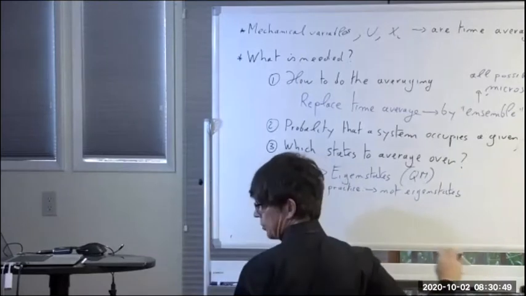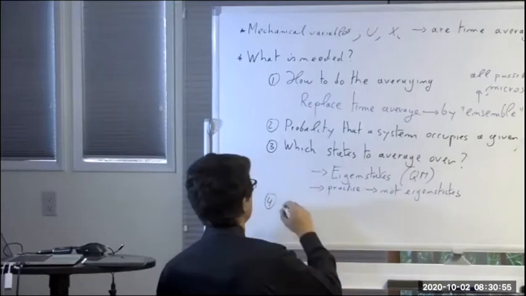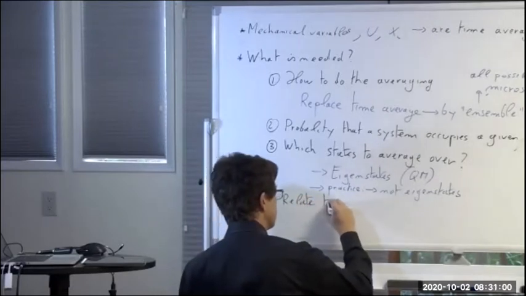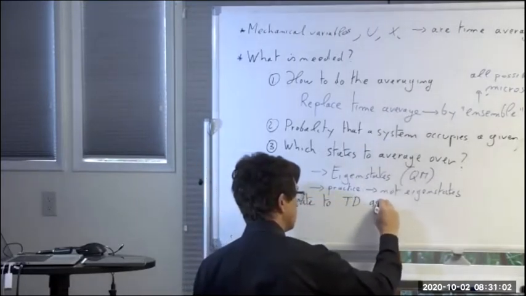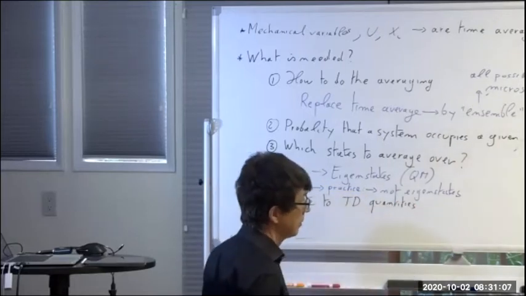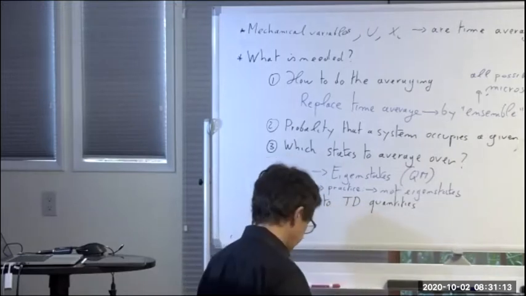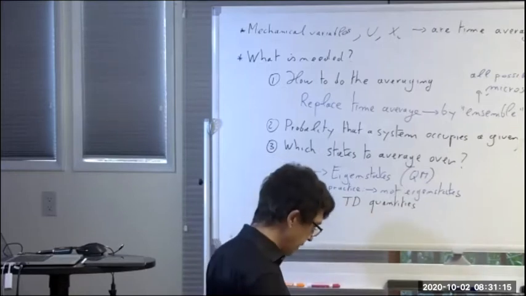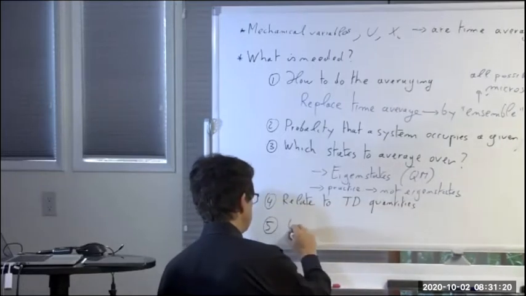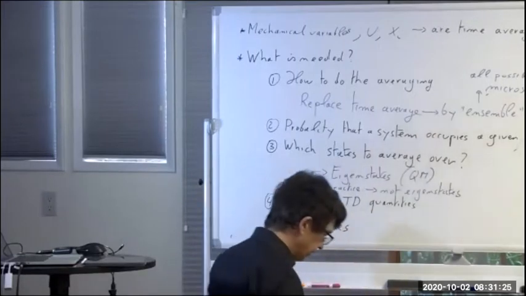Okay, then what else do we need to do? After we do the averaging, we will relate all the averages to thermodynamic quantities. In many cases, that will be obvious, like time averages. But for things like entropy and things that have potentials that have entropy in them, like Gibbs free energy, Helmholtz free energy, that will be a little more complicated. And then we will do some examples. And that's basically the outline of the statistical mechanics lectures.